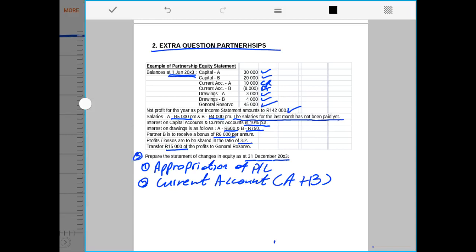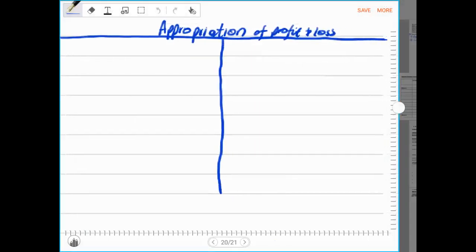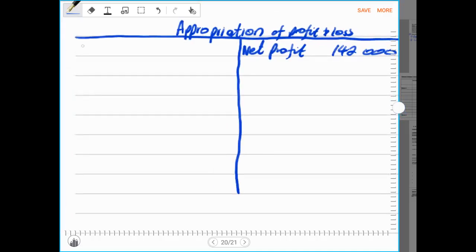Starting with the appropriation account of profit and loss, we always start with the opening profit, and the opening profit is 142,000 rands. This 142,000 rands will be recorded on the credit side of the appropriation account as a net profit, because it is given to be a net profit of 142,000 rands.